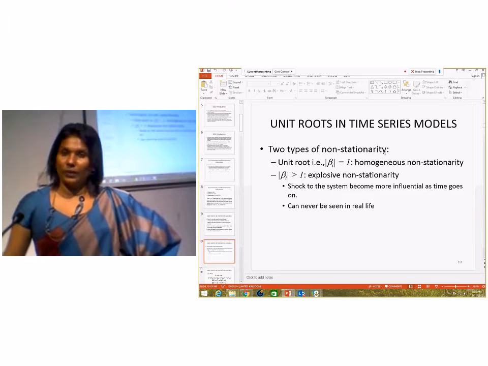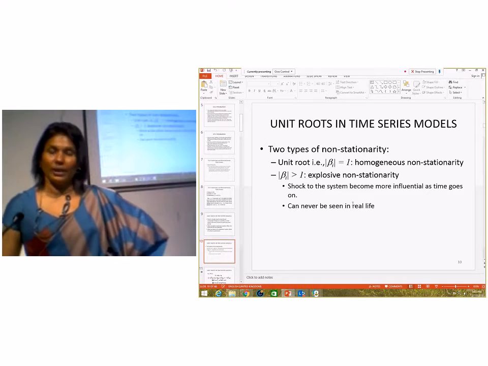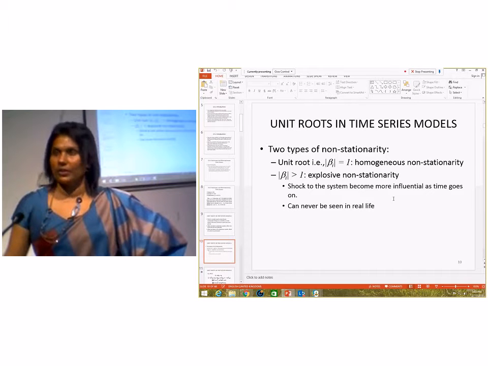There are two types of non-stationarity. One is unit root, which is homogeneous non-stationarity. The other one is explosive non-stationarity.